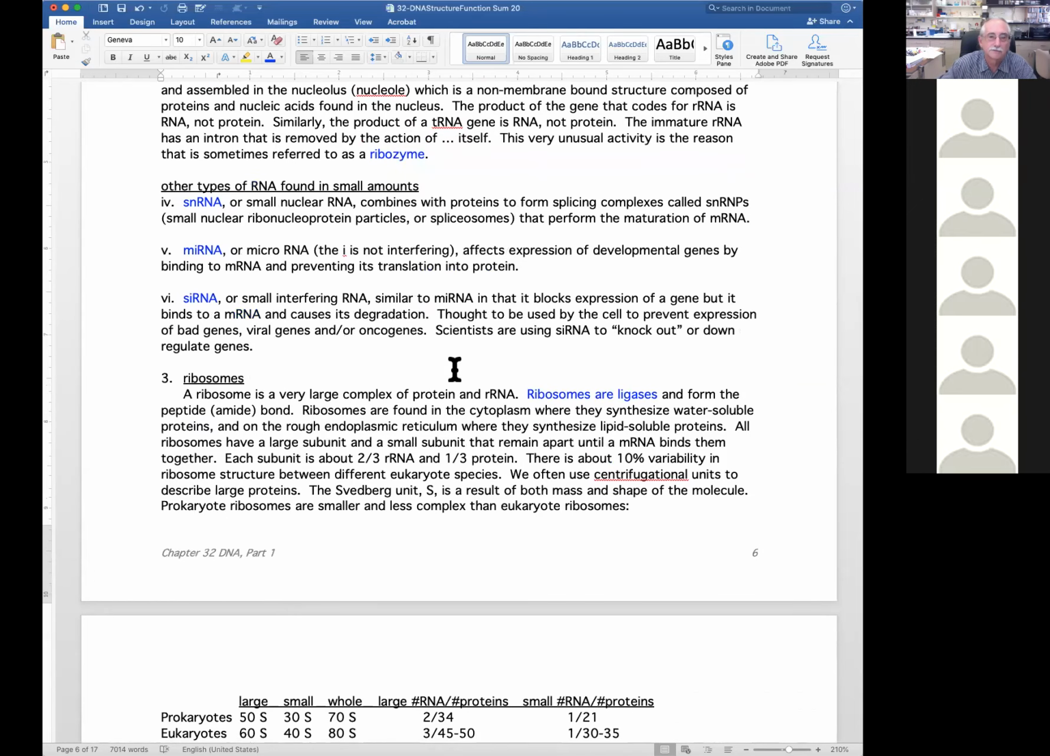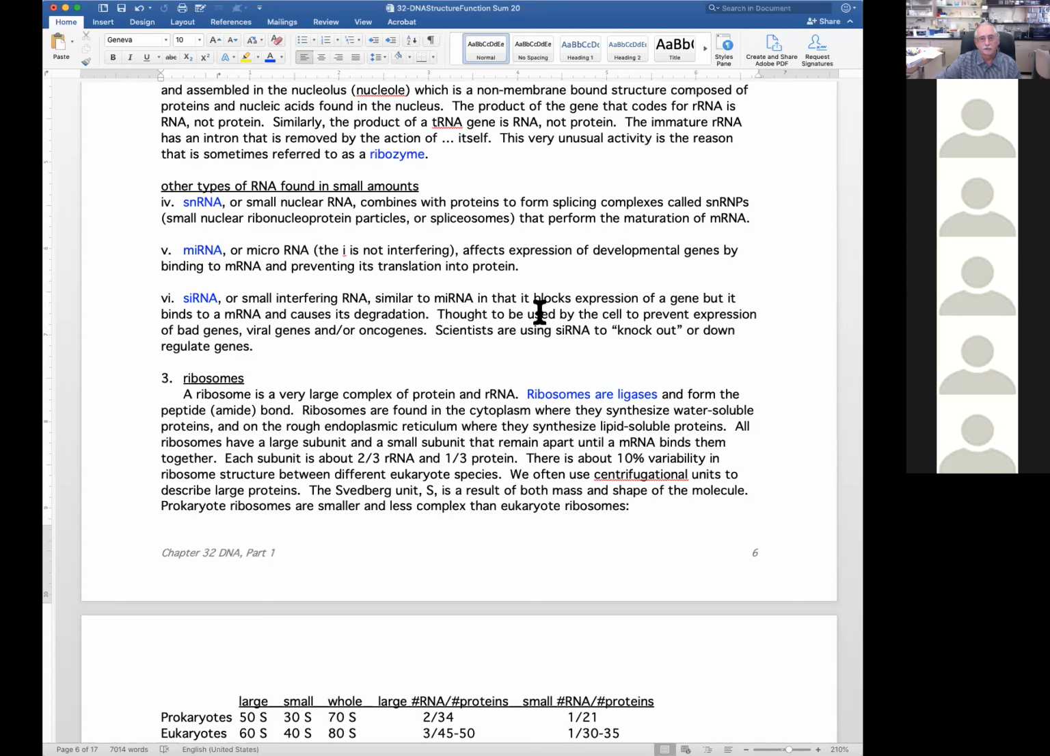So here's some other types of RNA found in small amounts. Small nuclear RNA combines with proteins to form small nuclear ribonucleoprotein particles, or spliceosomes. And that helps take out the introns from immature messenger RNA. Then we have microRNA, which affects the expression of developmental genes. And then we have small interfering RNA, similar, but blocks expression of a gene.